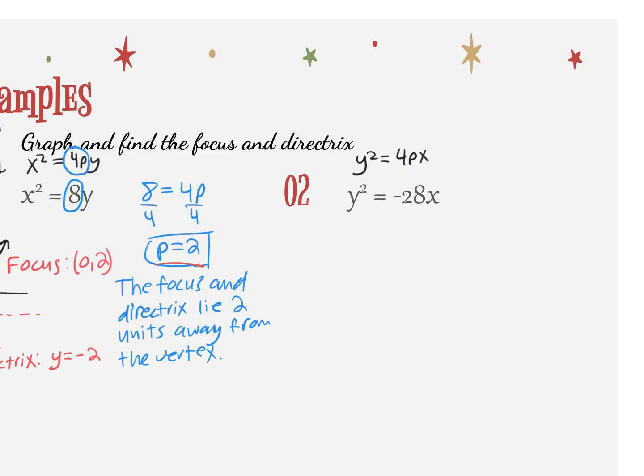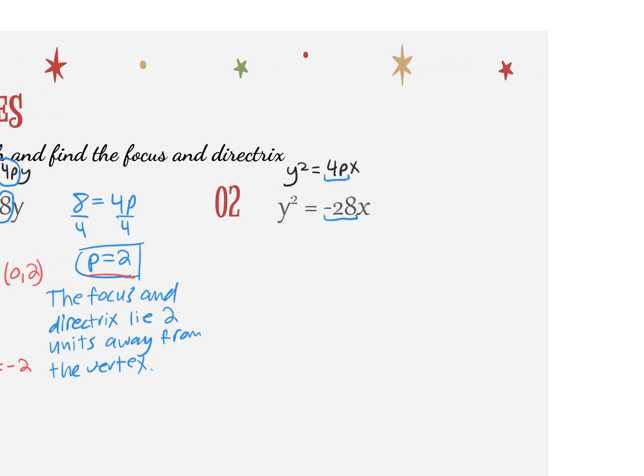So I'm going to say that this is y squared equals 4px. It already is in standard form, so I don't need to rearrange anything. But what I would do now is match everything that matches to see if I can find my p-value. It looks like this 4p is going to line up with that negative 28. So I'm going to set negative 28 equal to 4p, and then divide by 4 on both sides.